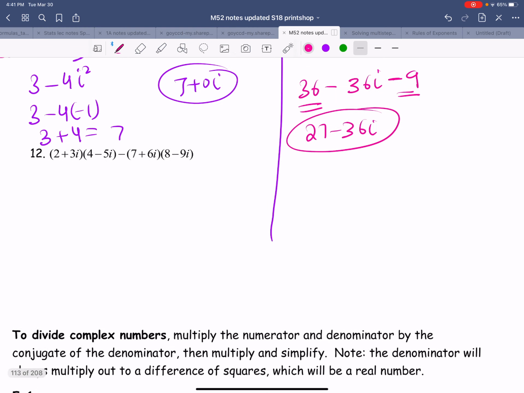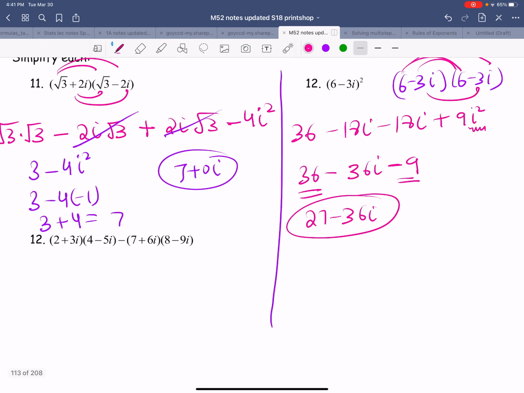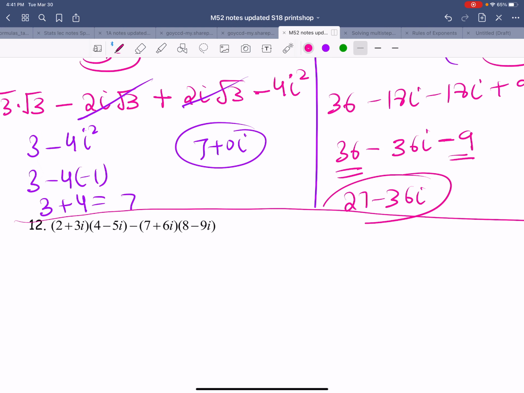Number 13 looks a bit complicated. Looks like there's a lot going on. I have subtraction going on, and I also have multiplication going on. So take it step by step, do it slowly. More chances of making mistakes if you rush. Okay, so I'm going to start by, PEMDAS says multiplication comes before adding or subtracting, so I'm going to take care of multiplications and then take care of subtractions.